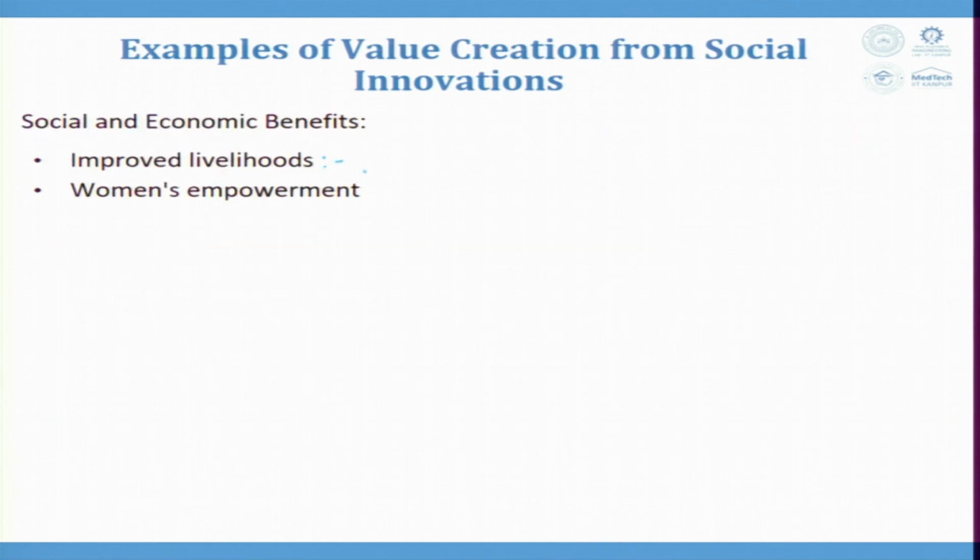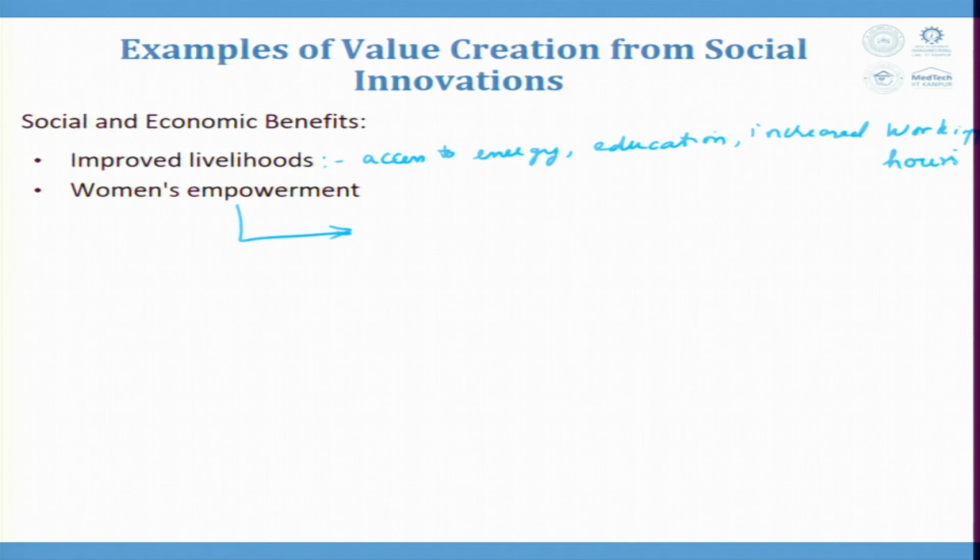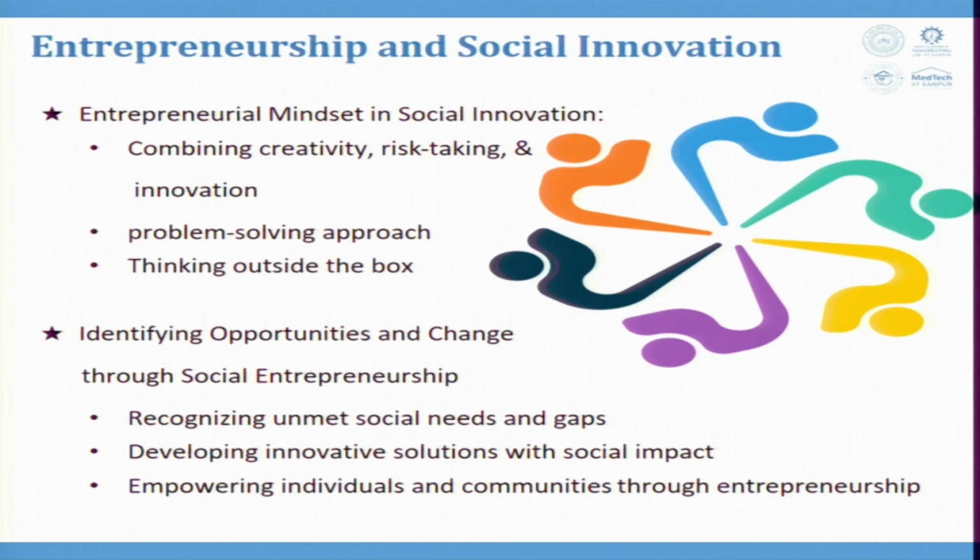So, here the improved livelihood is going to be access to energy, to education, then increased working hours, improved livelihood. So, it is directly proportional. They work more hours, they try to make more money, but it is not that they work 24 hours. Within the allowable limits, they try to work. Here it provides economic opportunity and leadership role. This is the biggest advantage of this Solar Sister.